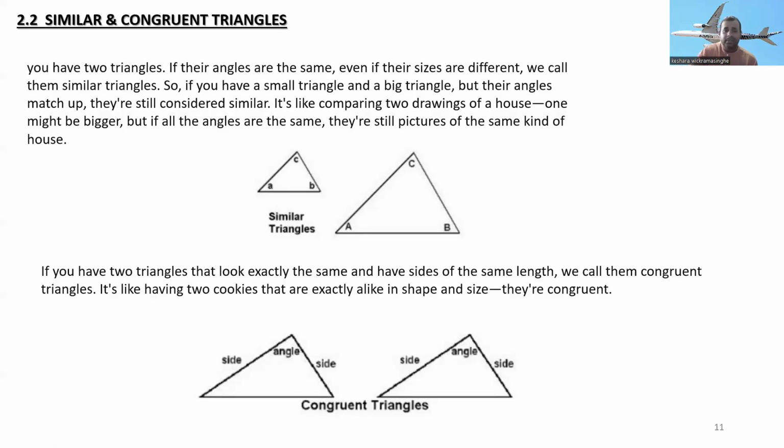Here are congruent triangles. You can see this side of the triangle is equal to this side, and this side equals this side, and this angle equals this angle. So these triangles are congruent triangles.